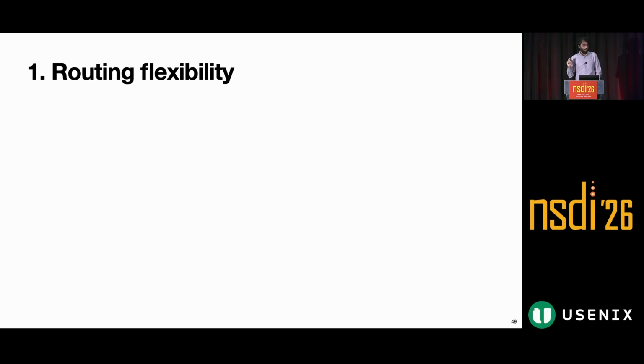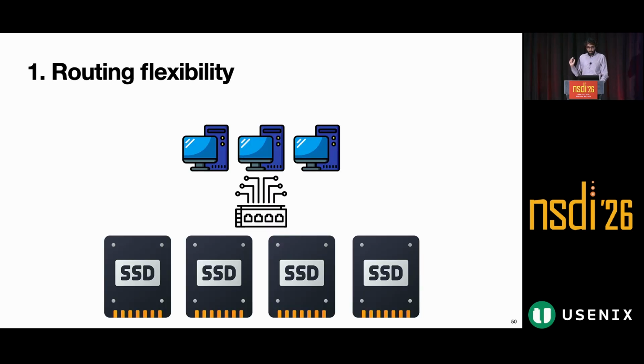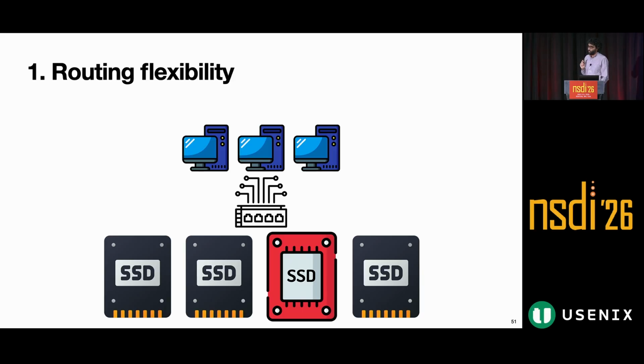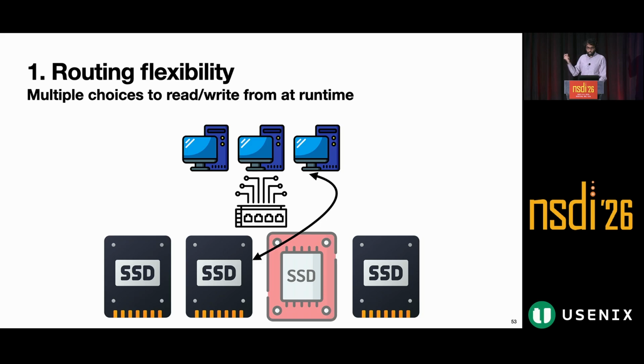So what do I mean by routing flexibility? Recall that in our disaggregated storage setting, if one of the SSDs, let's say, starts doing garbage collection, it effectively means that the load that the SSD can handle is much, much lower. And so you want to do something about that. If you have multiple choices to read and write from at any given moment in time, then you can effectively route around these congested SSDs, and make sure that you can back off some of the load so that these SSDs can recover very quickly.